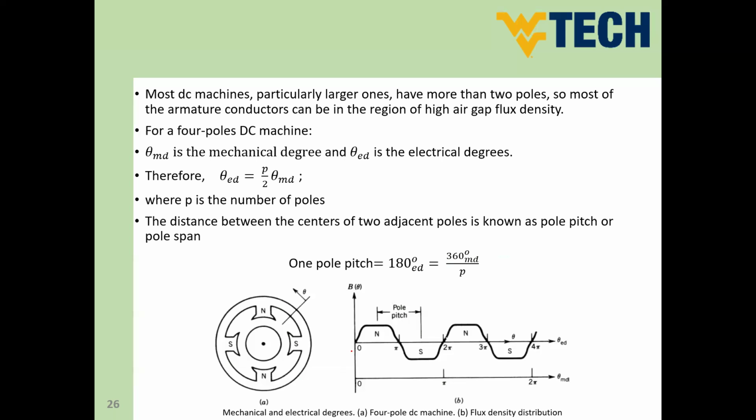So this is now going to be our flux across the complete cycle. As you can see, we have two cycles of flux with one complete mechanical cycle of motion in case of having two pairs of poles like that, or four poles.